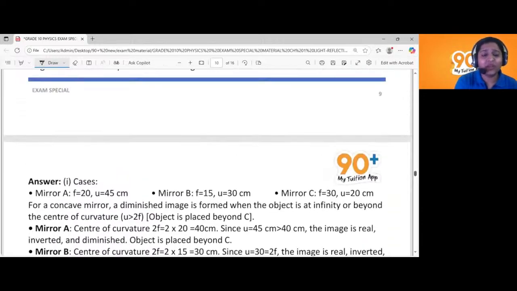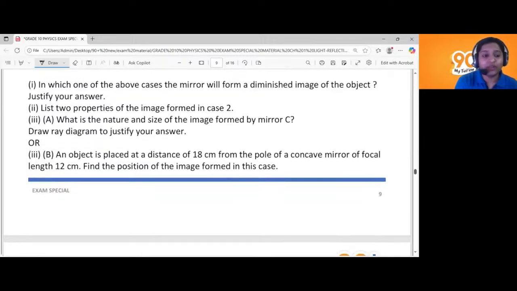And question 3, part 3A. What is the nature and size of the image formed by mirror C? We know that in that case, the object is placed between P and F, right? When you keep an object between P and F, the image formed will be virtual, erect, enlarged.